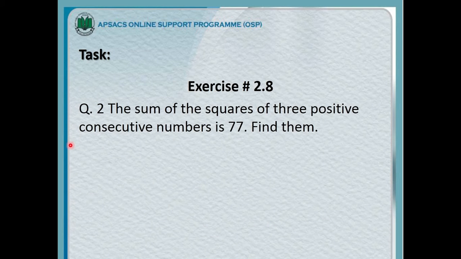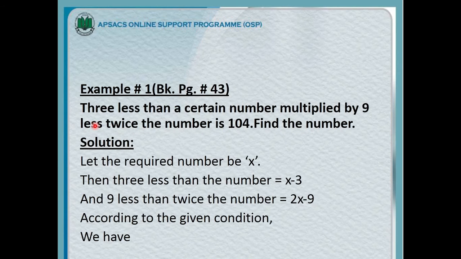Now students, you have to do question number 2 of exercise 2.8. Let us solve example number 1 on book page number 43. In this word problem, the situation is that 3 less than a certain number multiplied by 9 less than twice the number is 104, and we have to find out the number.